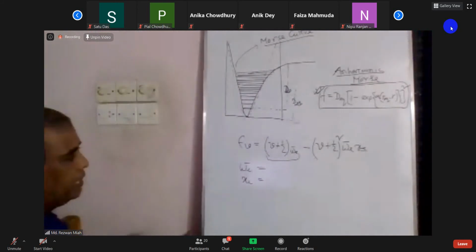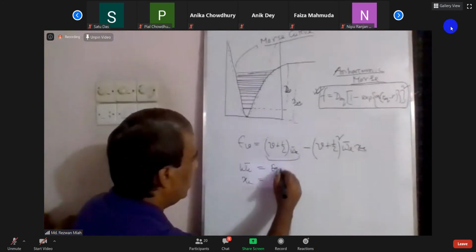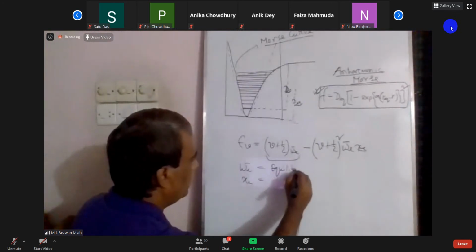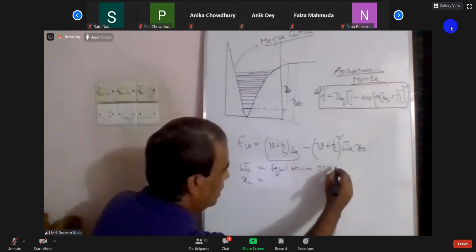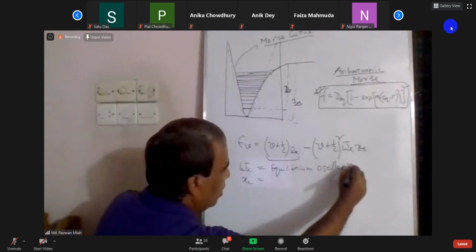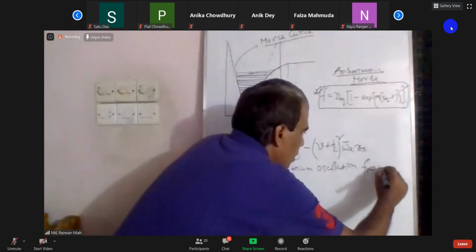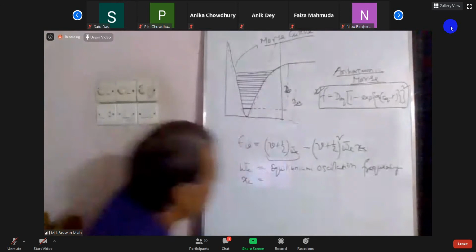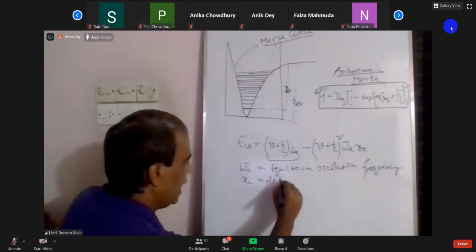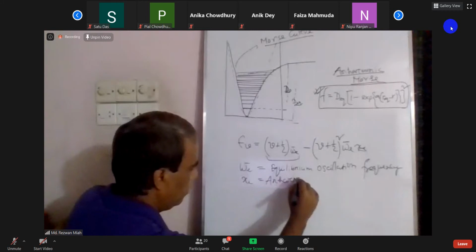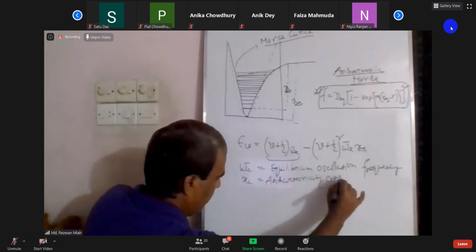So omega E bar is obviously an oscillation frequency, but it is called the equilibrium oscillation frequency. Equilibrium oscillation frequency, and X is the anharmonicity constant.